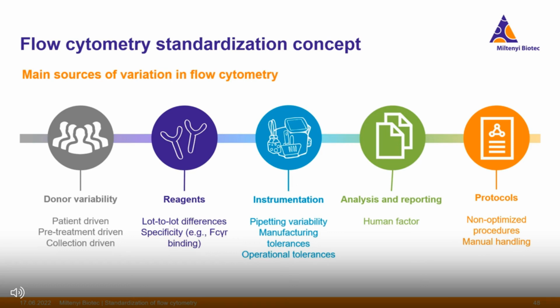to ensure lot-to-lot consistency of your antibodies. Also for instrumentation, there is pipetting variability, manufacturing tolerance, and operational tolerances. Regarding the analysis and reporting, this is mainly user dependent and prone to human error. Also in terms of protocol, there are often non-optimized procedures and a lot of manual handling steps, which lead to a lot of variation in the flow cytometry analysis results.